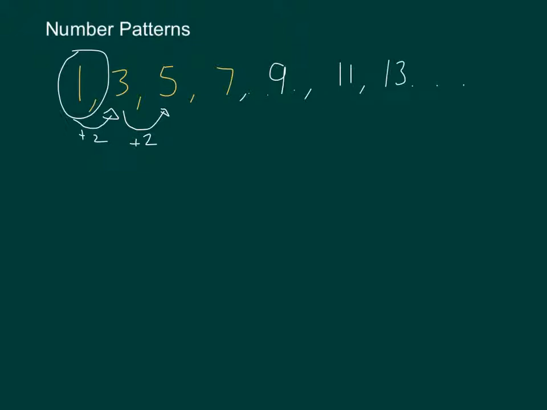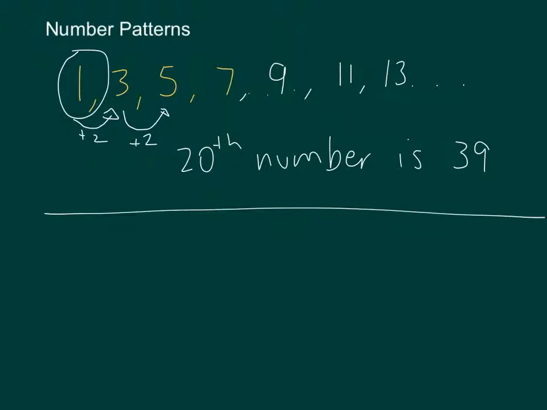Let's say if I wanted to find the 20th number in this pattern, I'm going to go ahead and say it's 39. Okay, so our 20th number here is 39. Well, that's because I'm going up by 2 each time, so I've gone up 19 times, and then I, of course, add my first number as well. Now, you could write them all out, but I think it's easier just to stop and think about how the pattern would behave.